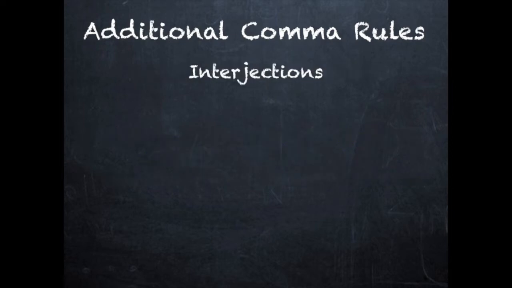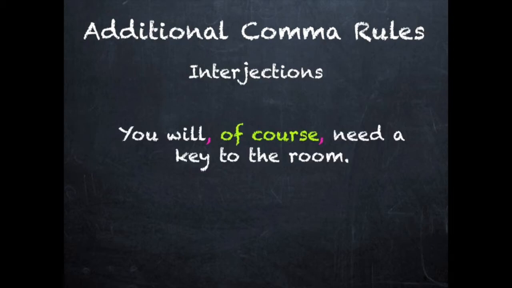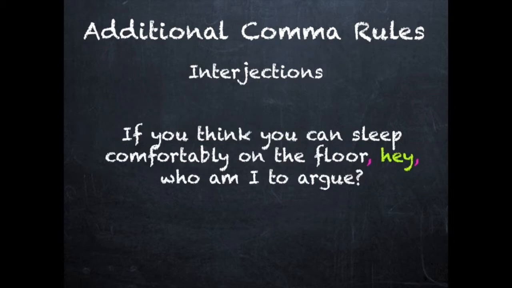Another place that you would use a comma is for interjections, when you add words in. You will, of course, need a key to the room. That gets set off with commas. It's not essential information. It's just something else you're adding to give the sentence some flavor. Another example: if you think you can sleep comfortably on the floor, hey, who am I to argue? That non-essential information is being set off with commas.